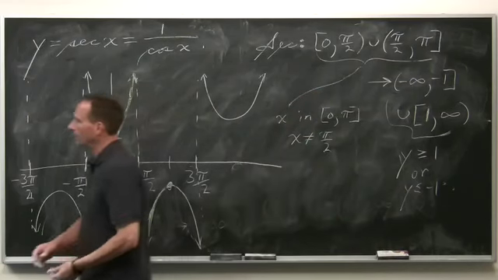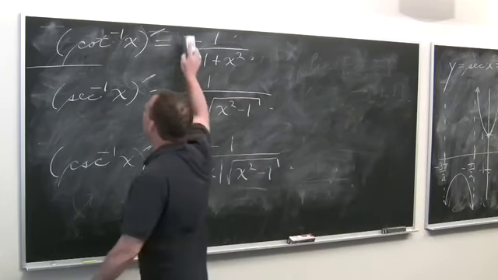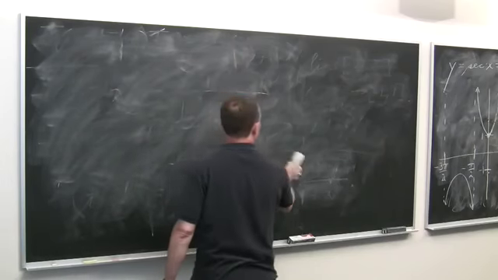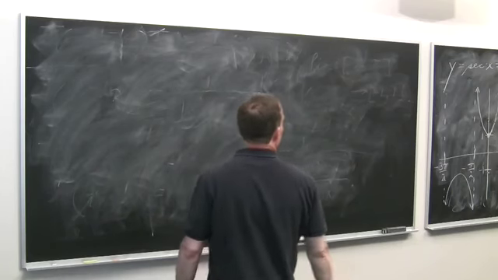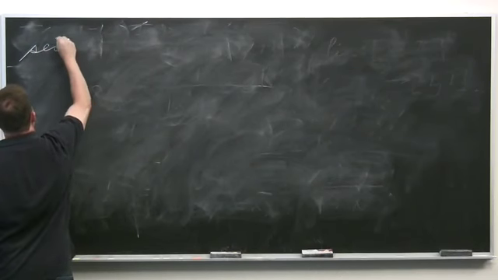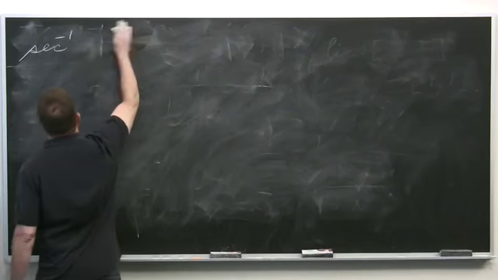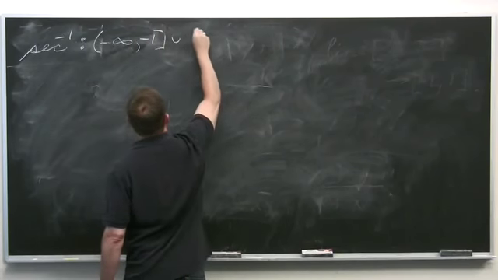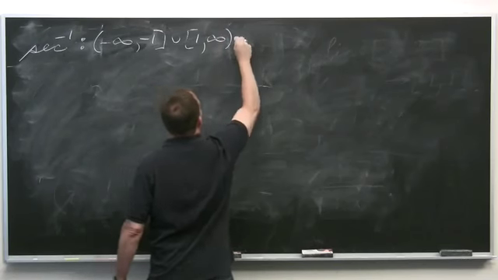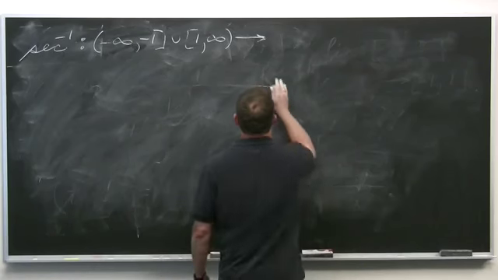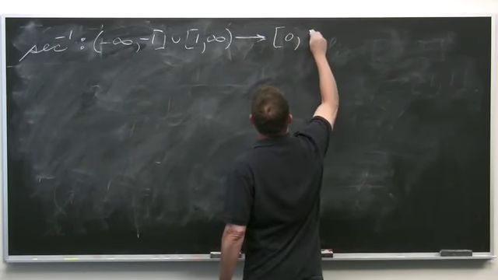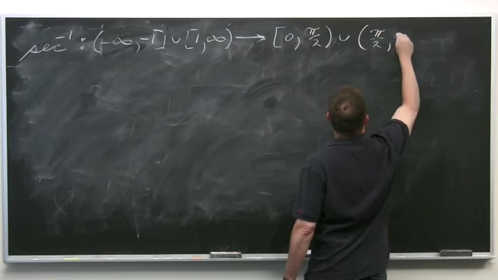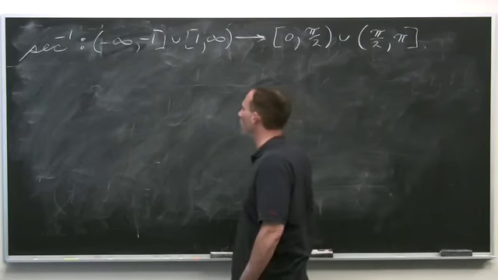So inverse secant is really fairly unattractive. So inverse secant goes from minus infinity to minus 1, so its domain is this set, and its range is the domain of the restricted secant, so it's the 0 to pi over 2 union pi over 2 to pi. Awful. You can see why people might want to try to avoid this.